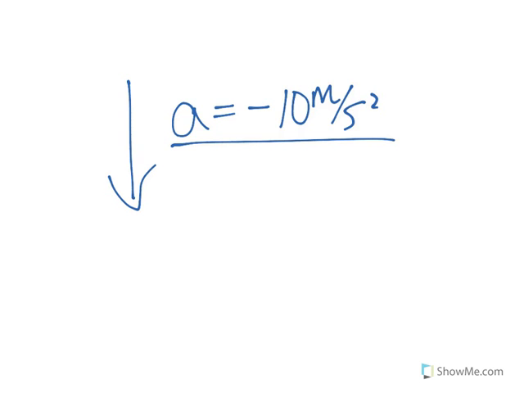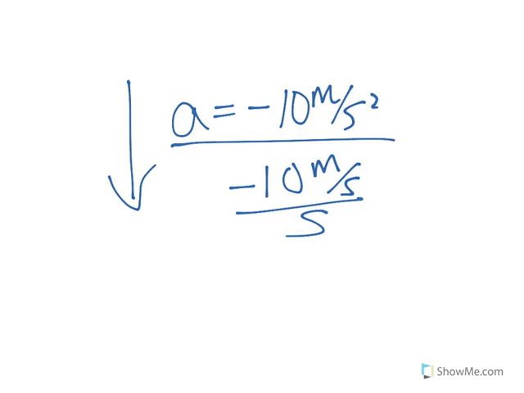Okay? The second thing you need to know is that this negative 10 meters per second squared means that it's accelerating at 10 meters per second every second. So at the end of 4 seconds, it would be going 40 meters per second, or rather negative 40 meters per second. So your formulas from the previous stuff still hold.